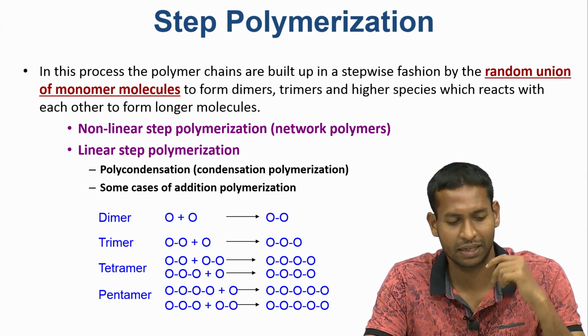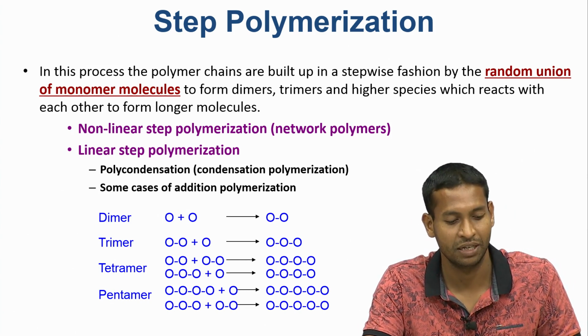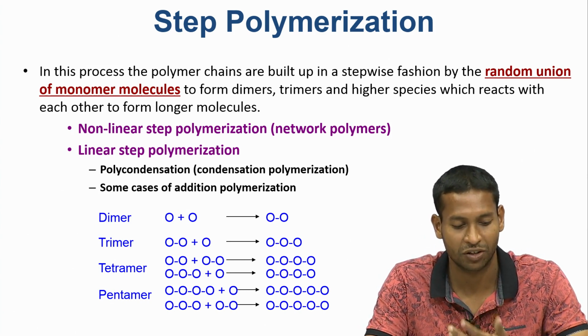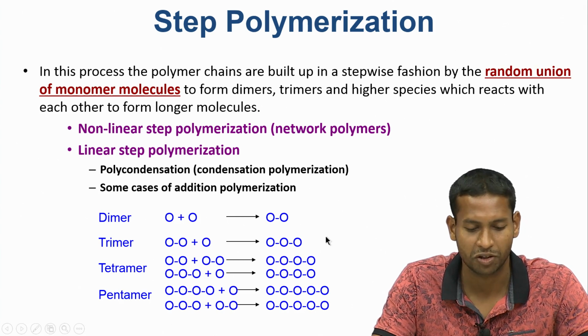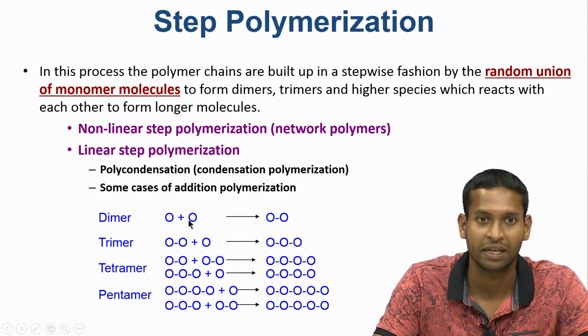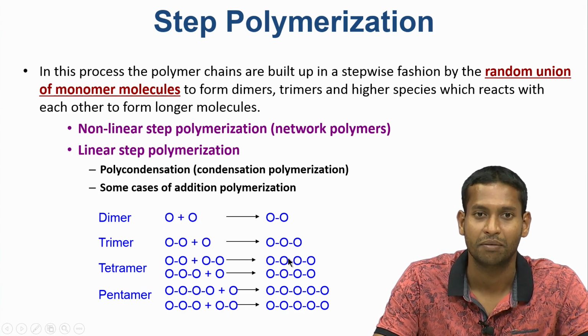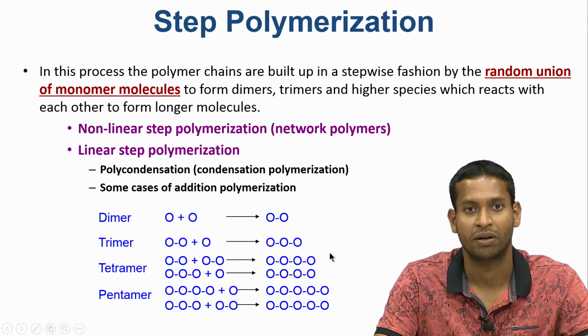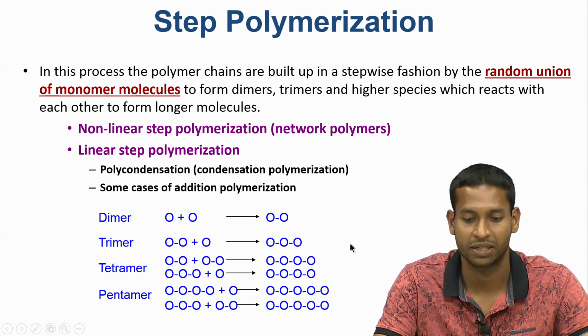You can get a linear polymerization, which could include both polycondensation or addition polymerization, or it could be non-linear, in which instead of combining linearly, they combine in multiple places, essentially creating a network of polymerization.